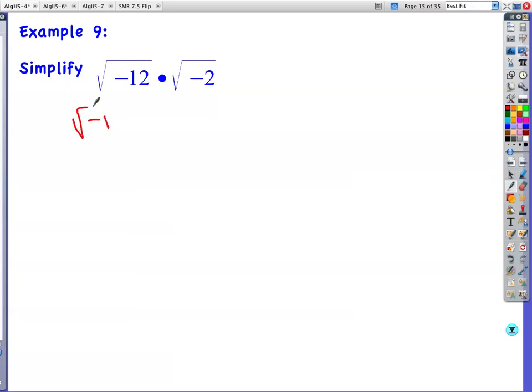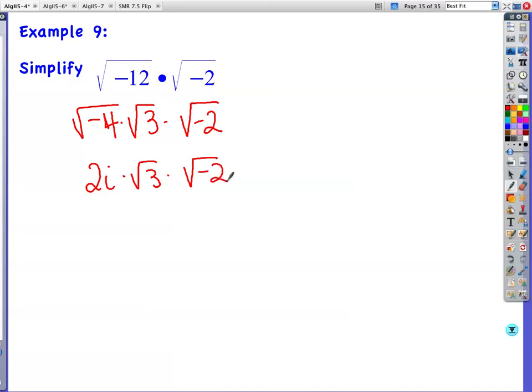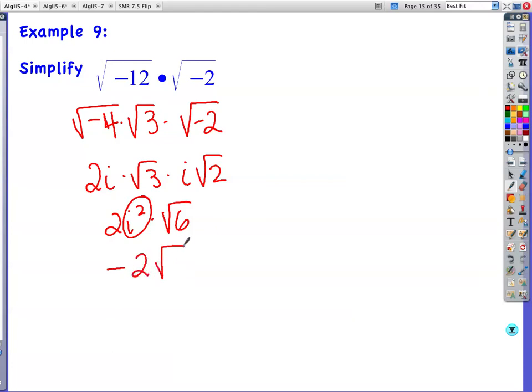Negative square root -4 times 3 times square root -2. This is 2i. We cannot multiply these first. When you have negatives, the rules don't exist like they used to where you can multiply them, because they're imaginary numbers. Times square root 3 times square root -2. So this comes out to be i square root 2. So now I have 2i squared times square root 6. i squared is -1. Well, -1 times 2 is -2. Square root 6 doesn't reduce, you just leave it.